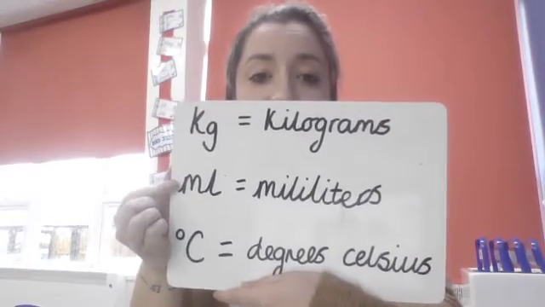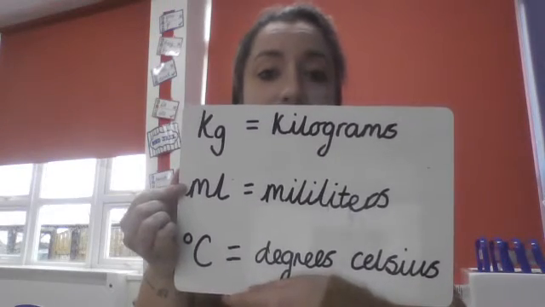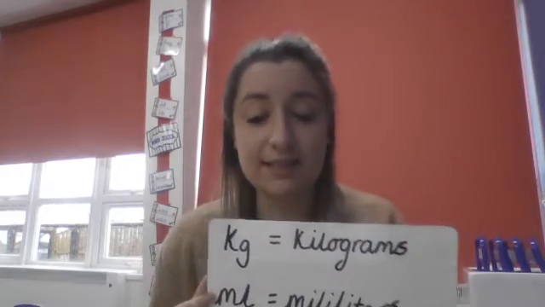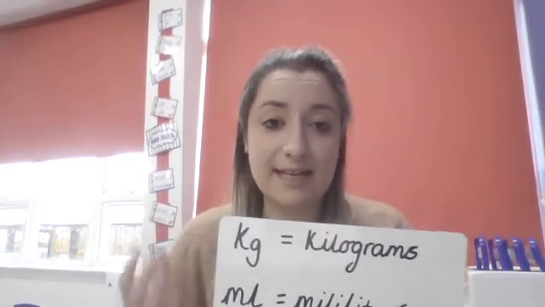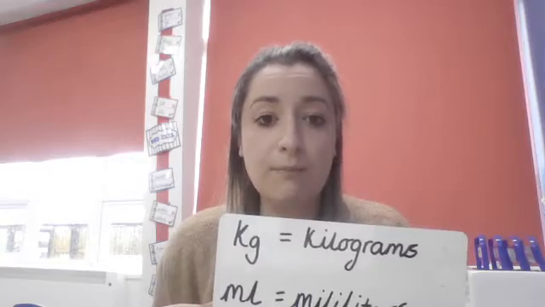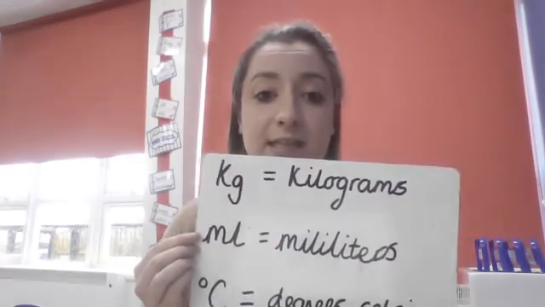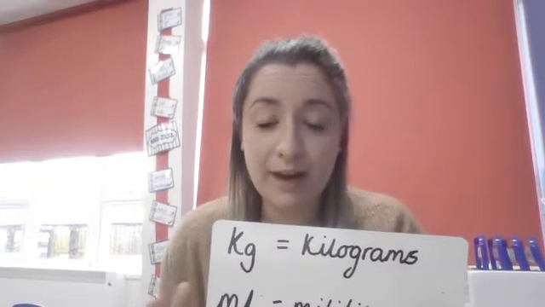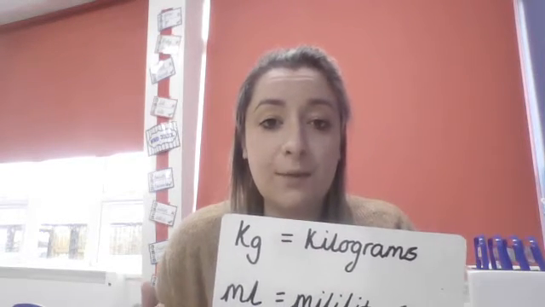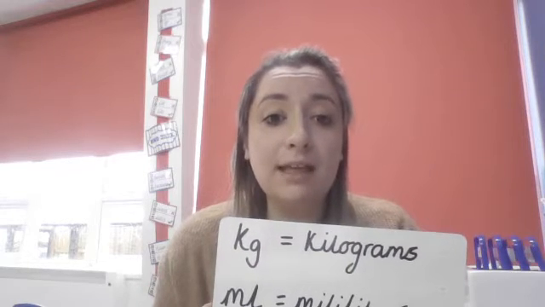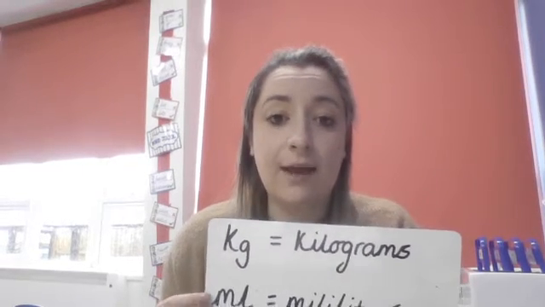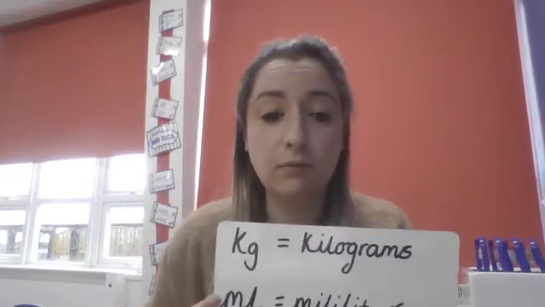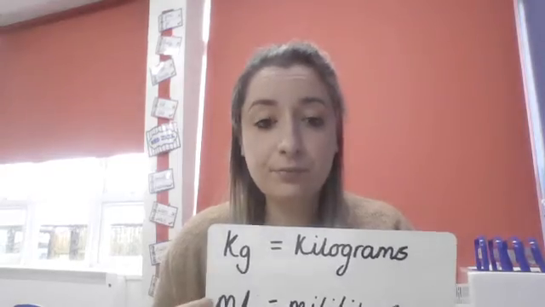Underneath, we've got ml, and that means milliliters. Milliliters measures the capacity, how much of a liquid is held in a container. So you might want to check next time you have a bottle of juice or a bottle of water or anything that's a liquid in a container, it will tell you how many milliliters there are in there. So milliliters measures the capacity of how much liquid is in a container.